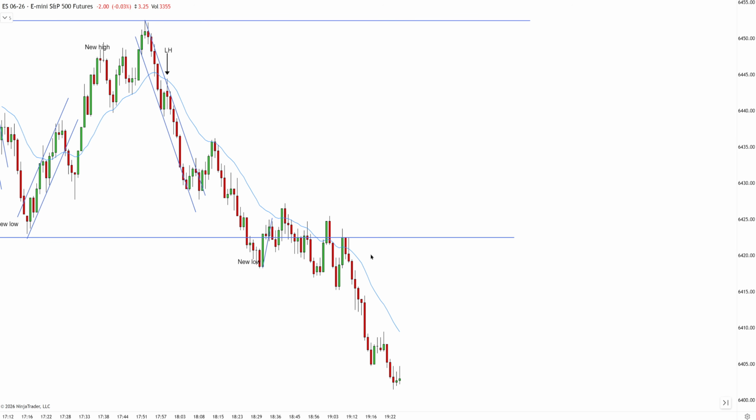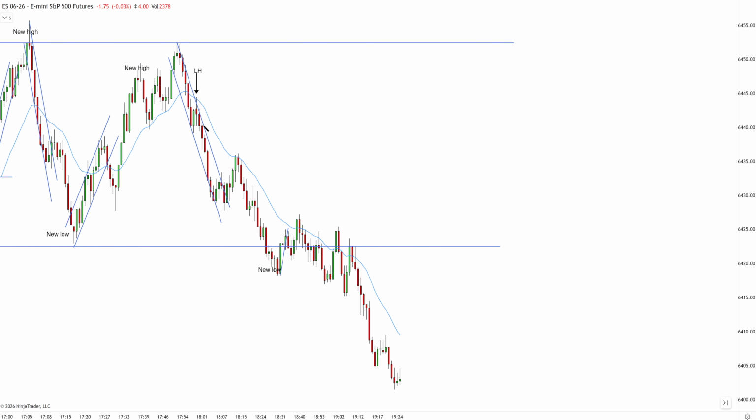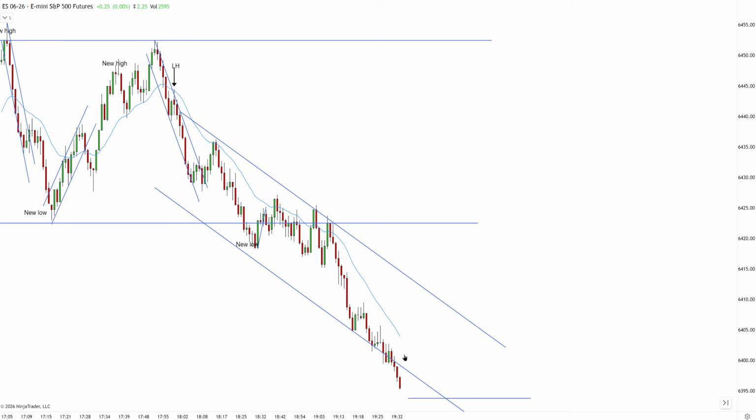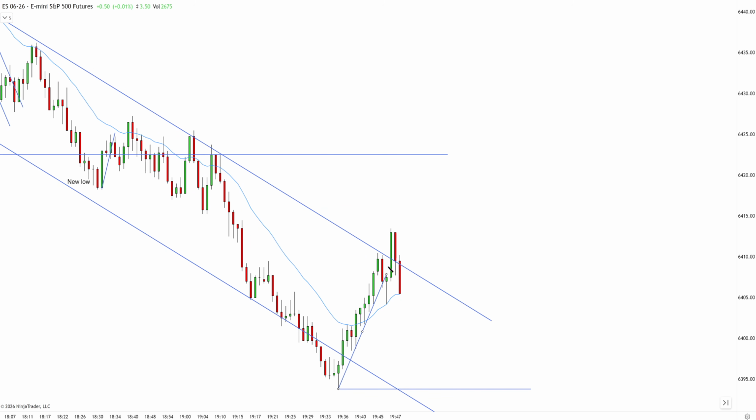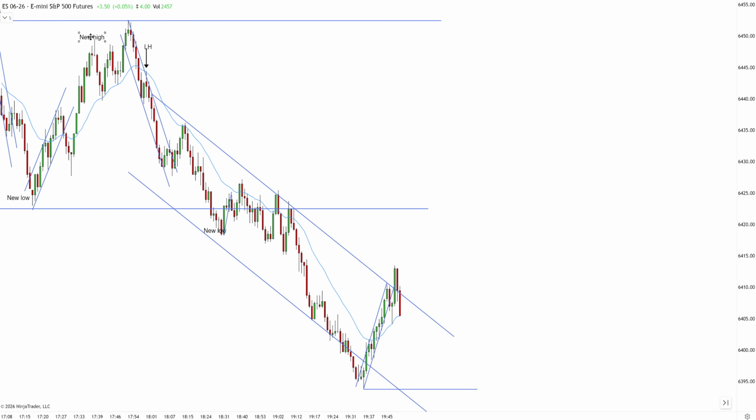The EMA is holding every time. So I'm going to draw a spike and channel pattern, something like this. Copy it, put it at the bottom. I keep getting small overshoots. Okay, we broke the channel. We have an uptrend with the break and a new high.